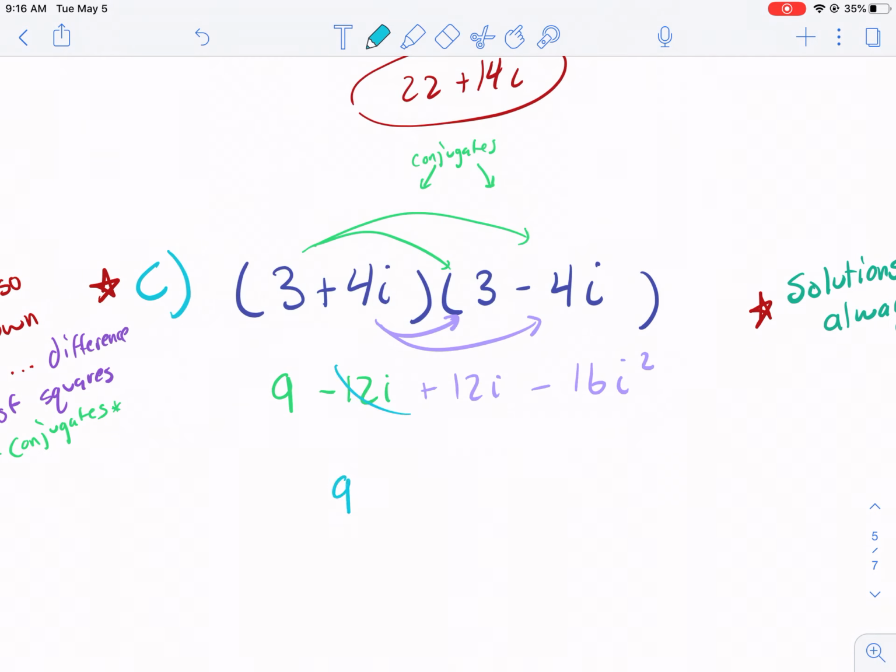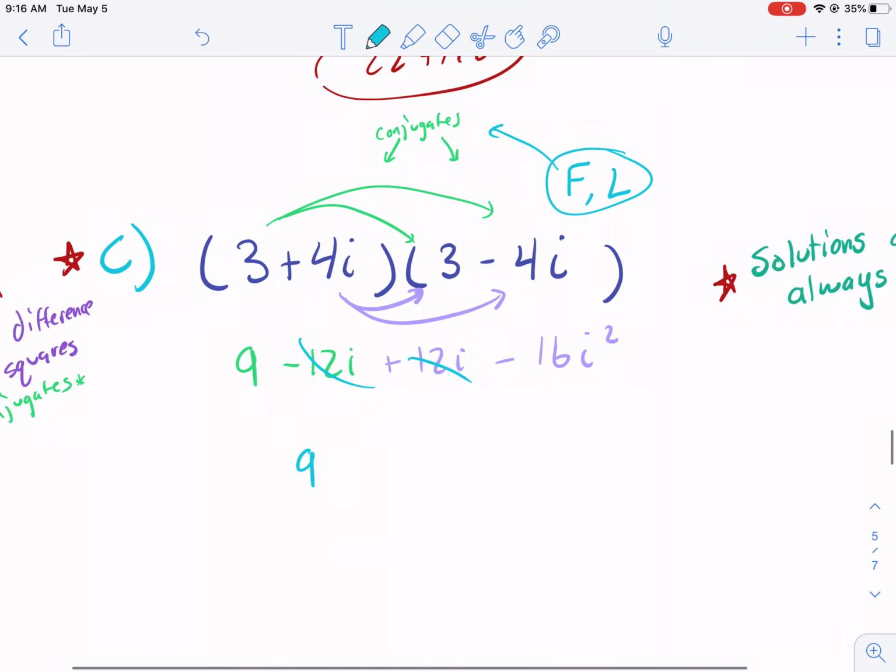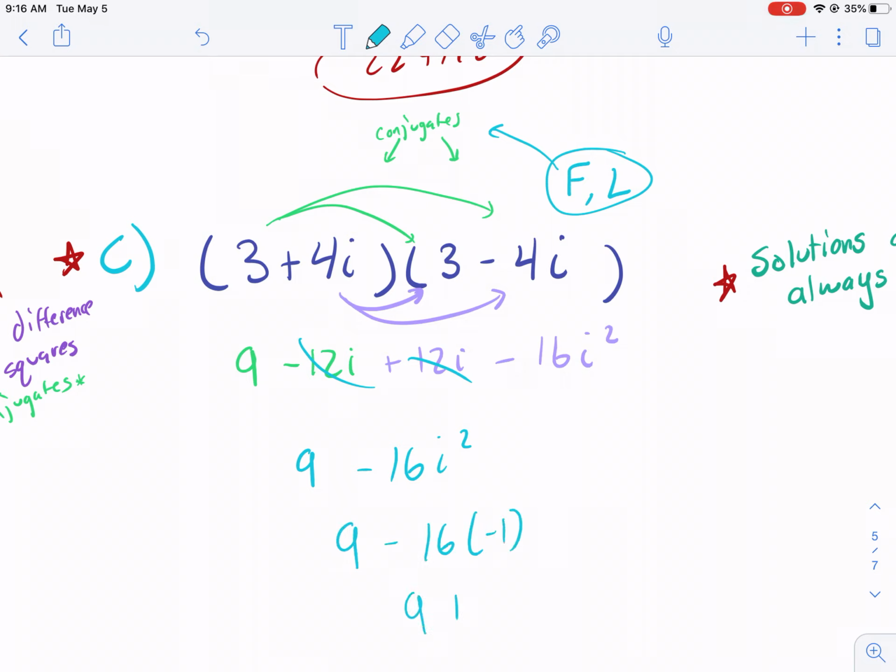9, these cancel. Now that's always going to be the case with conjugates, the outside and inside terms will cancel out. Essentially, you're always going to be left with the first and last terms with conjugates. So that's something to keep in mind. Minus 16i squared. Now, we can't leave it like i squared. Minus 16 times negative 1. That becomes 9 plus 16, or 25.